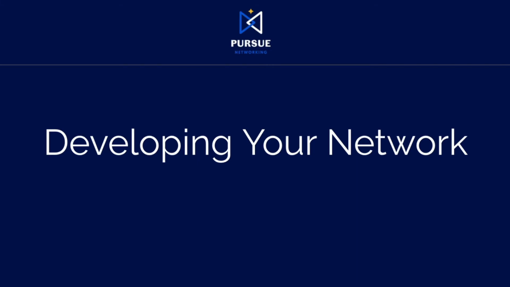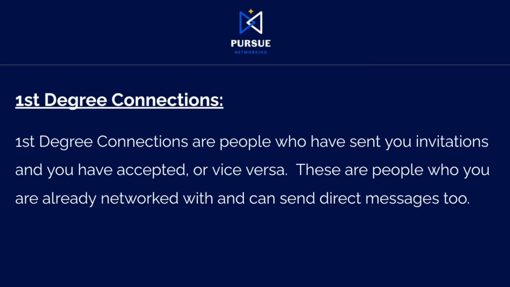Your LinkedIn network consists of 3 degrees of connection. First, it consists of your first-degree connections. First-degree connections are people who have sent you invitations and you have accepted, or you have sent invitations to them and they have accepted. Think of first-degree connections as the people who are already in your network and you are allowed to send direct messages to.